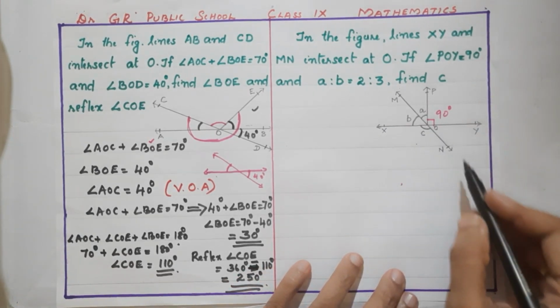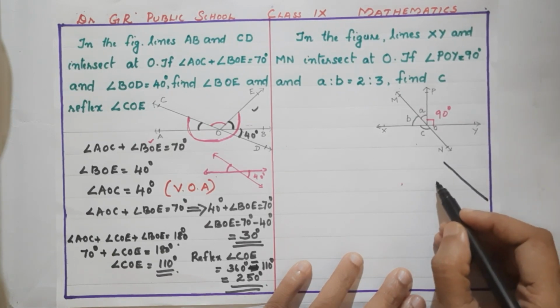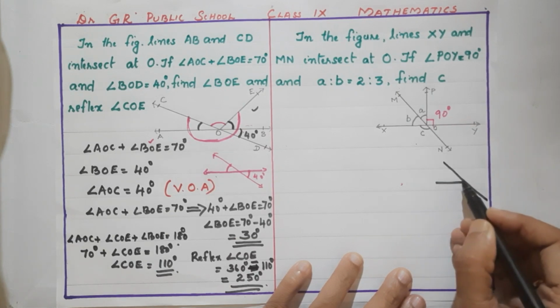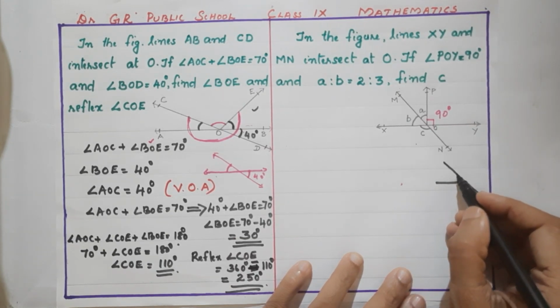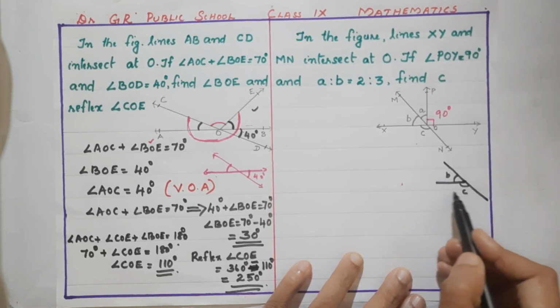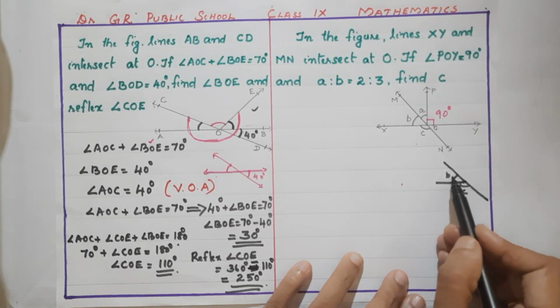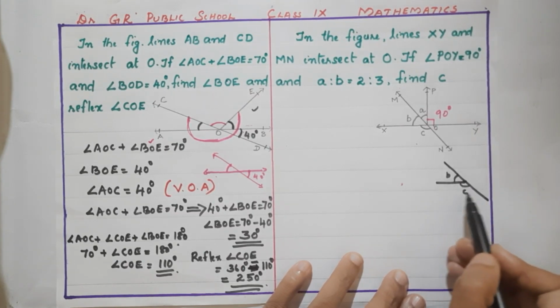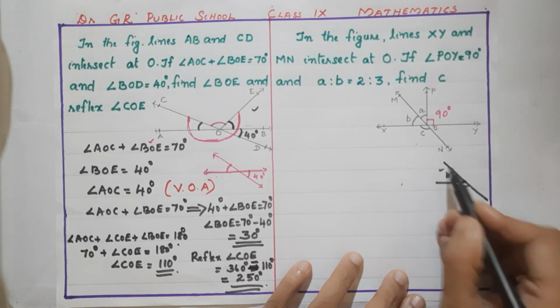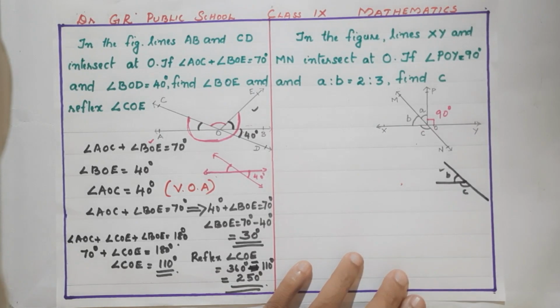Why? Because here you can see MN is a straight line and here we have another ray. So this is given as B and this is C. What is the total angle? It is a straight line, so the sum of the angles on a straight line, here we have only two angles, is 180 degrees. So if we know angle B, we can find out angle C. Our aim should be to find B first.